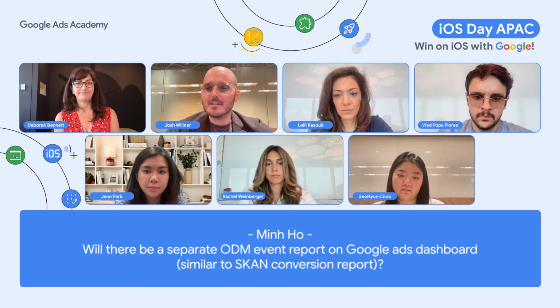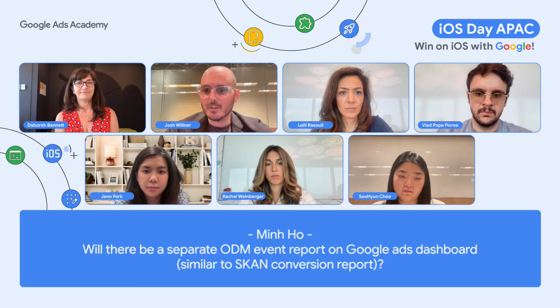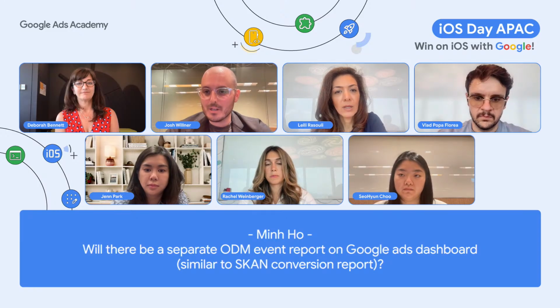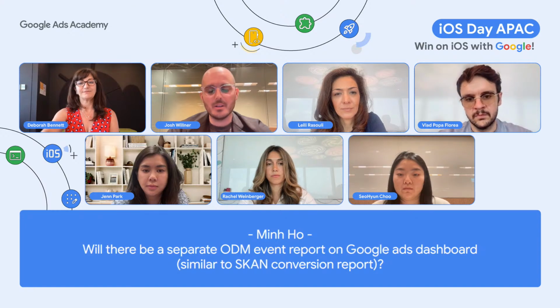So as Layli discussed earlier, there are two key benefits that we're really excited about for on-device measurement using event data. The first of which is the performance benefit that will come for campaigns later this year, starting in Q3.